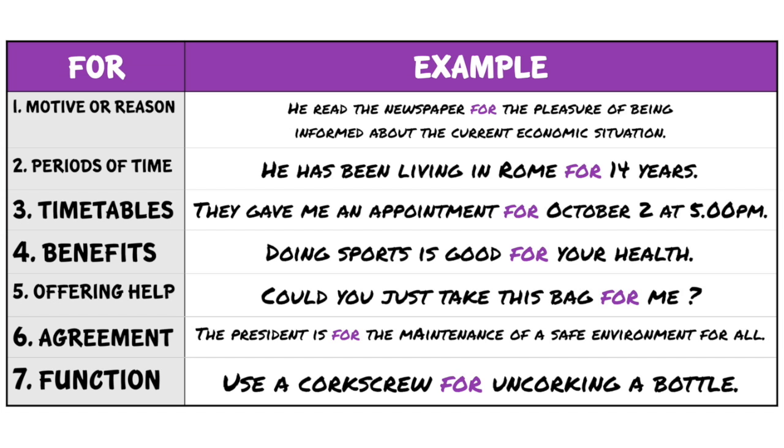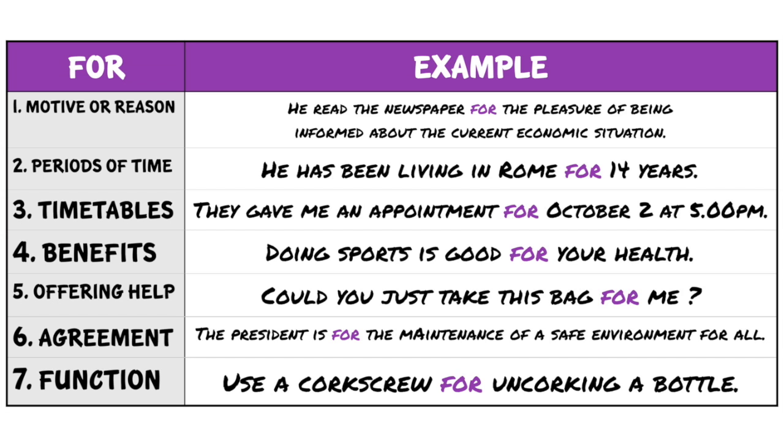Then for is also used to show the benefits of something. So doing sports is good for your health. We use also for when we want to offer help to someone. The example I wrote, could you just take this bag for me? So for me, for you, for him, etc. Then the sixth case is if you want to show agreement with somebody, we say, for example, the president is for the maintenance of a safe environment for all.